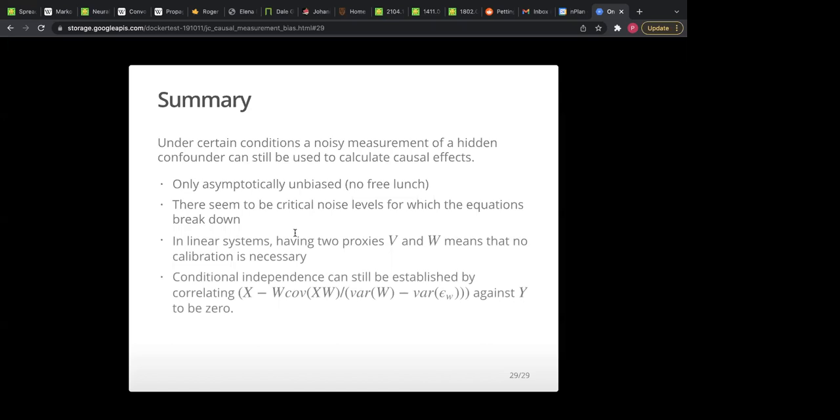Yeah, so that's what I took away: if we have two proxies in the linear system, we don't even need calibration, so that makes it a lot more useful. And we can still test conditional independence in a linear system with these noisy measurements, which is kind of cool. I think that's it.